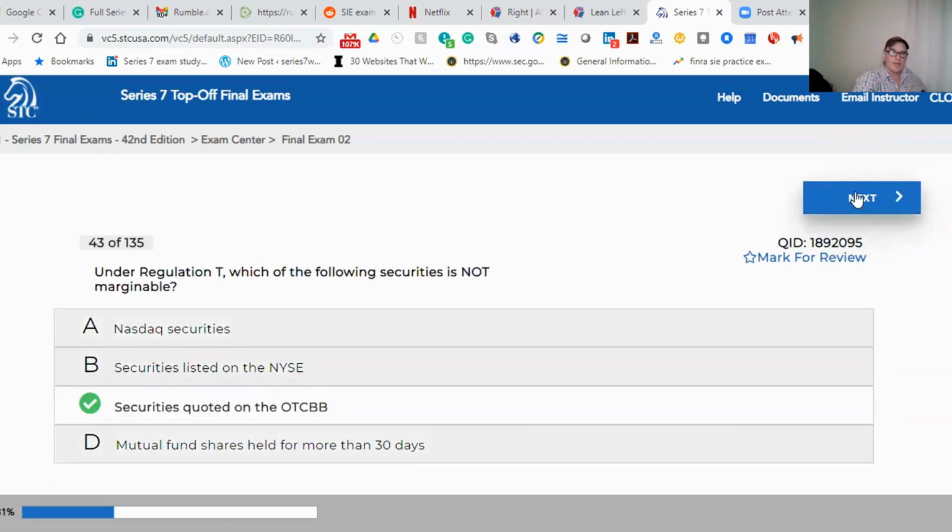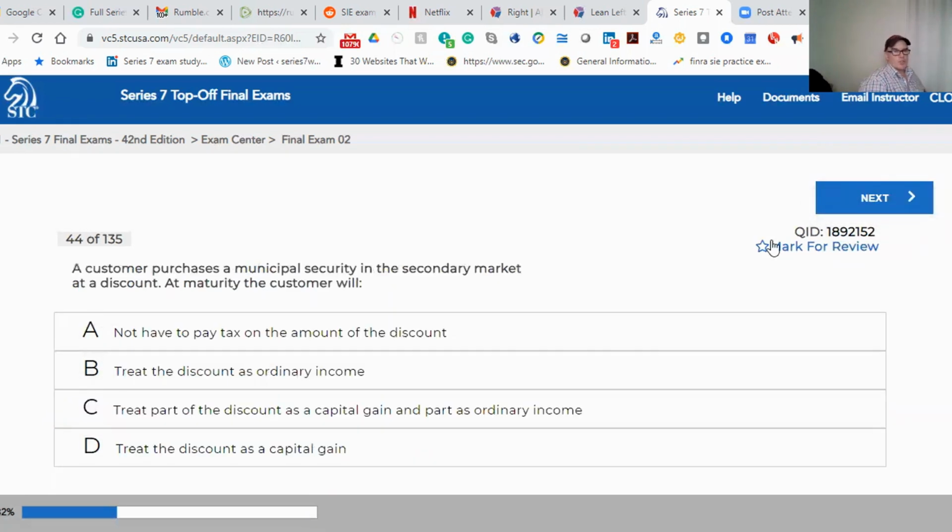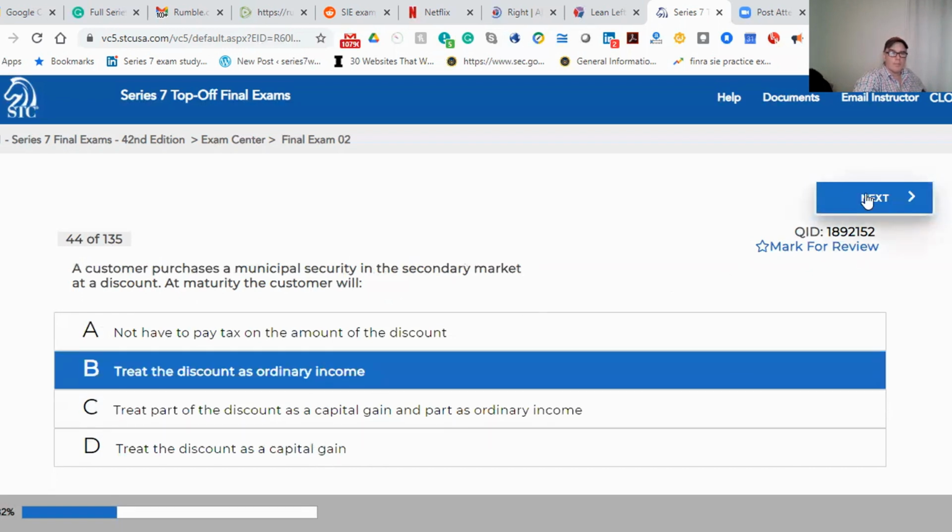Okay. I love it. A customer purchases a muni security in the secondary market at a discount. At maturity, the customer will have... Not have to pay tax on the amount of discount? No way. If it's an OID, yes. Treat the discount as ordinary income. Treat part of the discount as capital gain and part as ordinary income. Treat the discount as a capital gain. I'm having a tough time. So let's pick an answer. Let's just go crazy and say at maturity. That's why I'll be wrong.